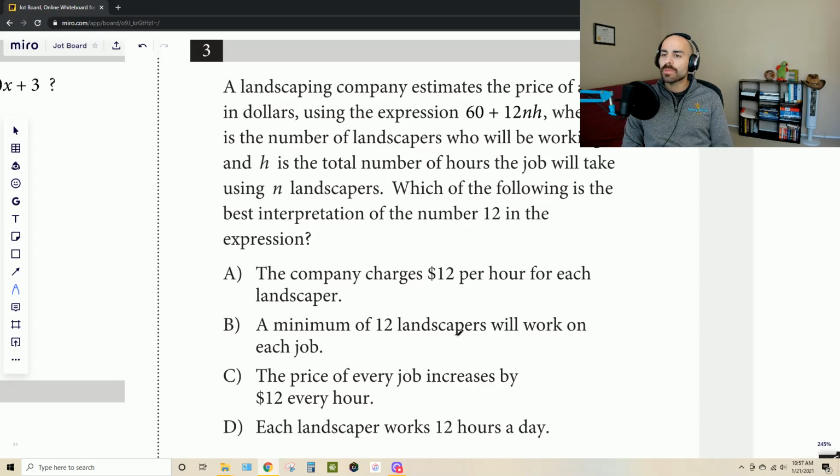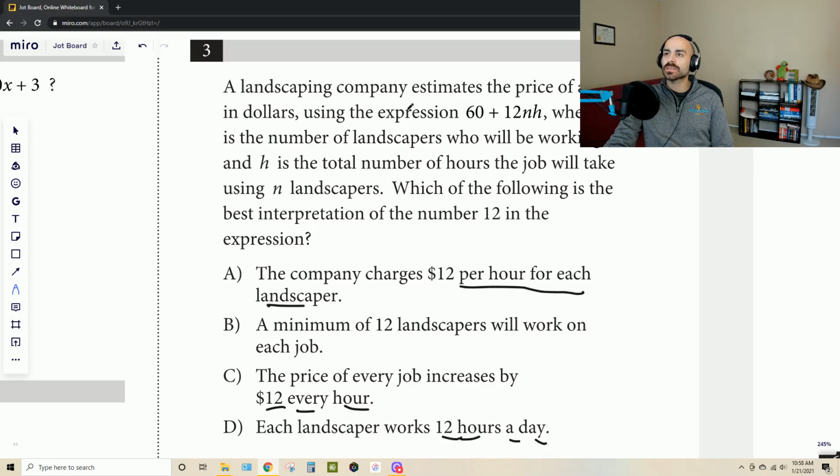We see them always testing our vocabulary when it comes to rate. They see in our options here that they have per hour for each landscaper, a minimum job for like a minimum of 12 landscapers will work on each job. The price of every job increases by 12 every hour. And then 12 hours a day. So we have three that are talking about rate.